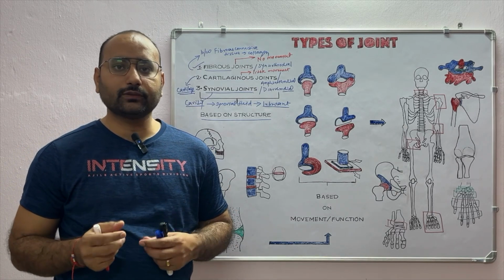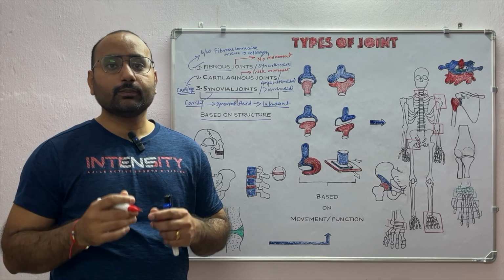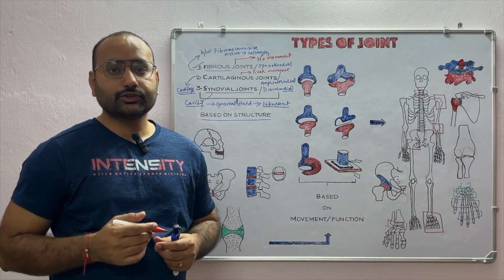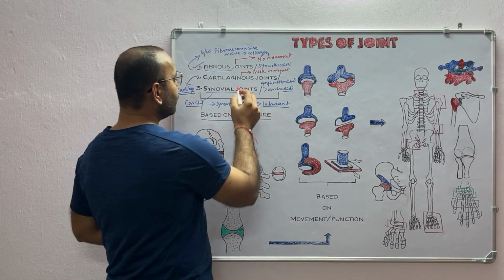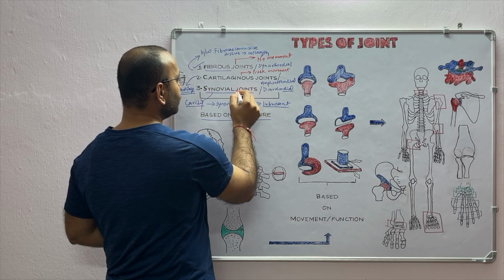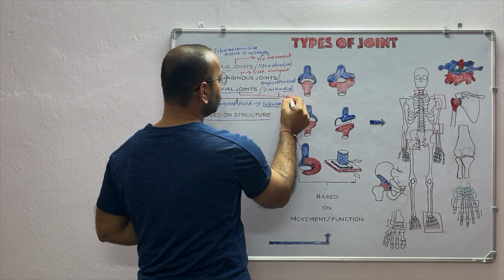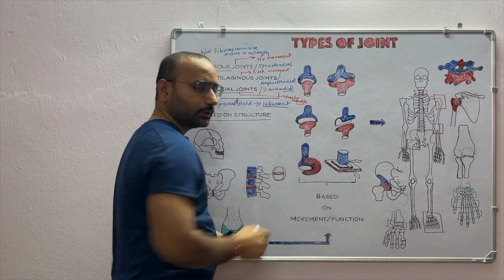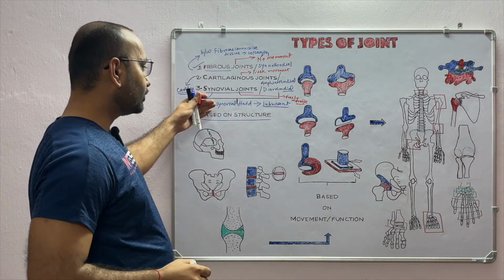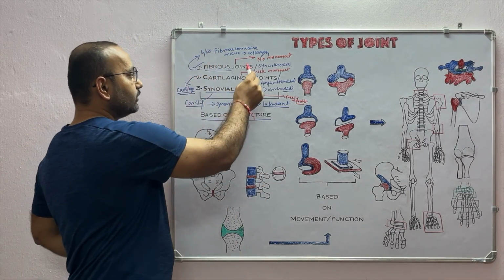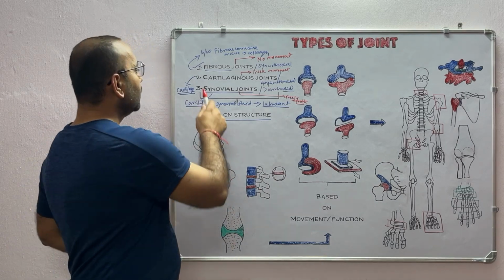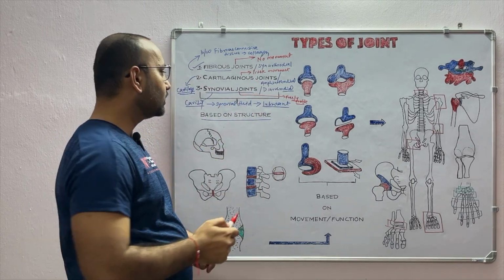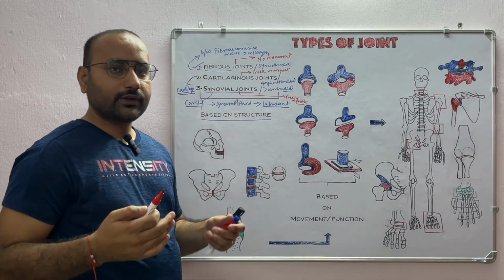Coming to the synovial joint, it allows two bones to be separated by a cavity, and within that cavity you have synovial fluid which acts as a lubricant. So there is high mobility that this joint allows. So this joint is freely movable. Okay, so I hope now you have understood different types of joint based on the structure. Fibrous joint, which allows no movement at all; cartilaginous joint, which allows little movement; synovial joint, which allows free movement.